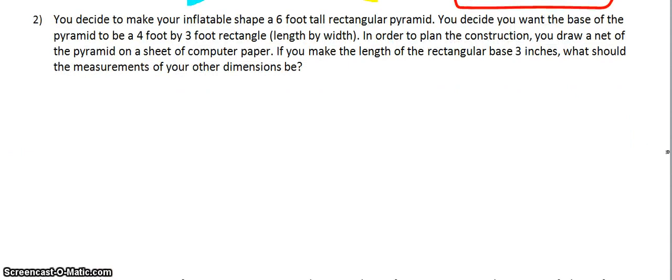Okay, we'll do one more example. Or at least set it up. So you decide to make your inflatable shape a 6-foot-tall rectangular pyramid. Sounds awesome, right? It's going to be a cool inflatable shape. You want the base in real life to be a 4-foot by 3-foot rectangle.